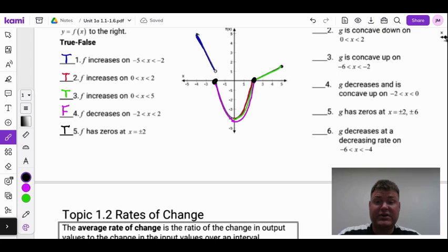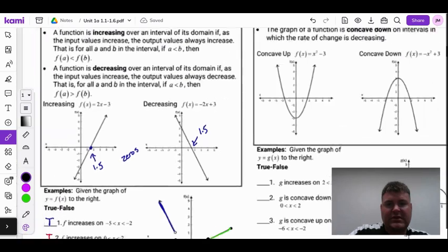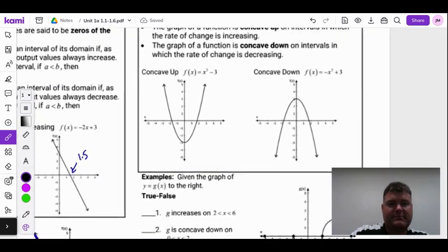Okay, nothing should be new here. We're just kind of getting back in the flow of things here for pre-calculus. That's going to be something that isn't going to be new unless your Algebra 2 teachers talked about it. We're going to talk a little about concavity.